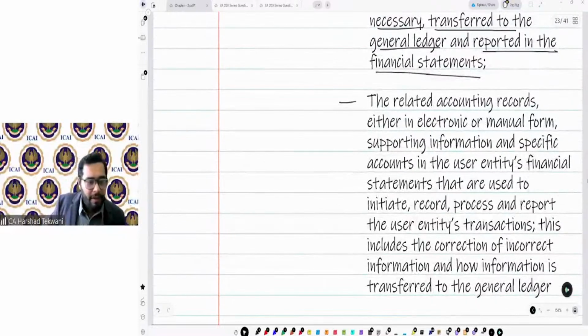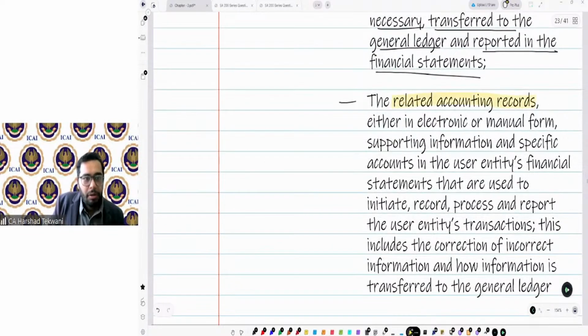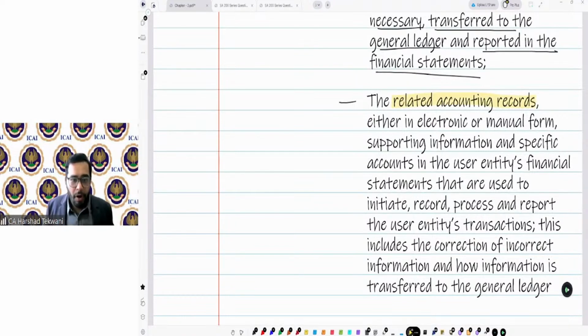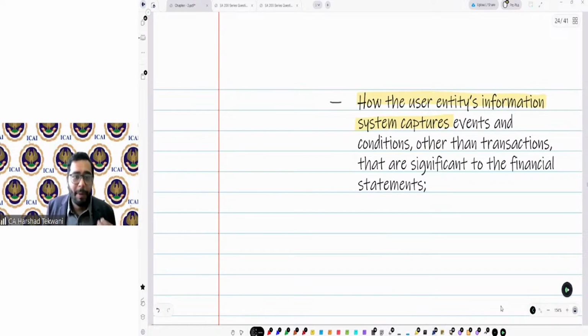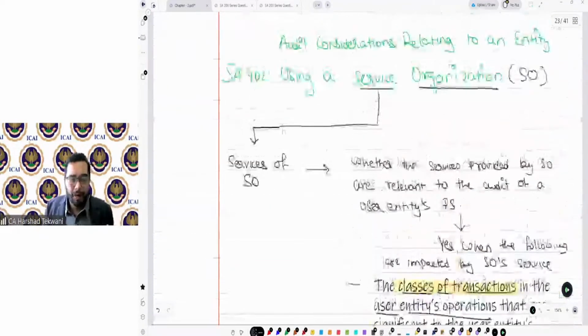If it is impacting accounting related records, either in electronic or manual form, or it is impacting the specific accounts, yes, then also it's material. If it is impacting how the user entity system captures the information and events, yes, it becomes material for me. So these are certain criteria which define the materiality for me, whether the services given by the service organization are material or not.